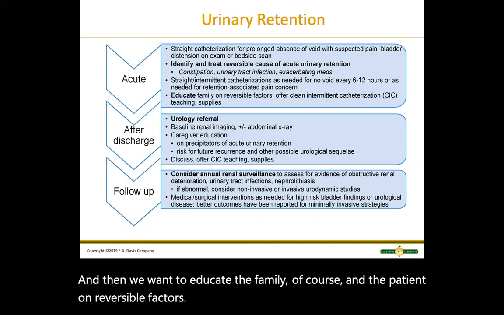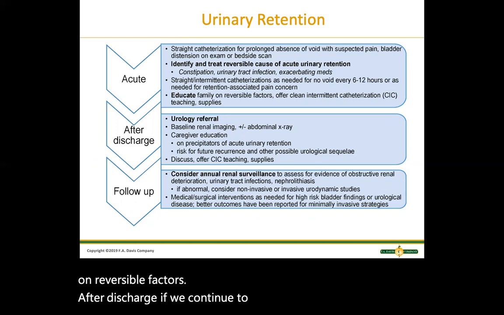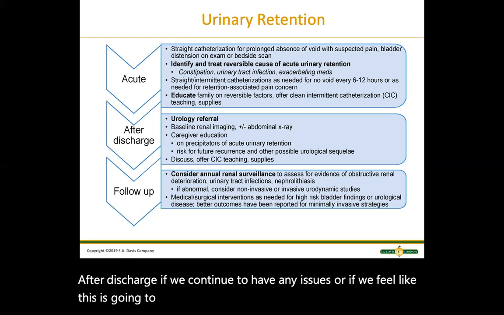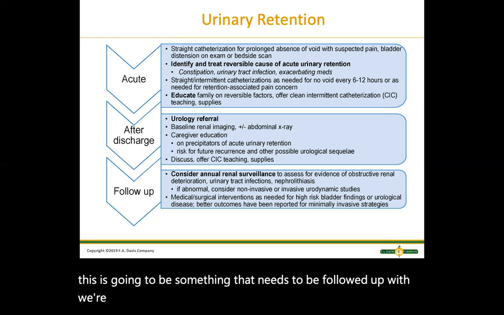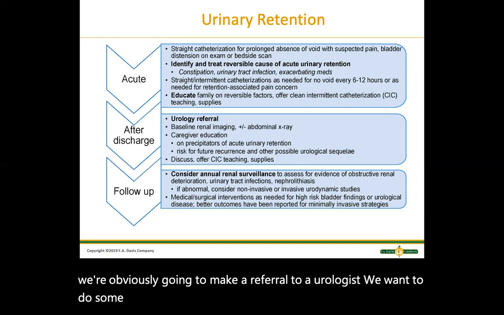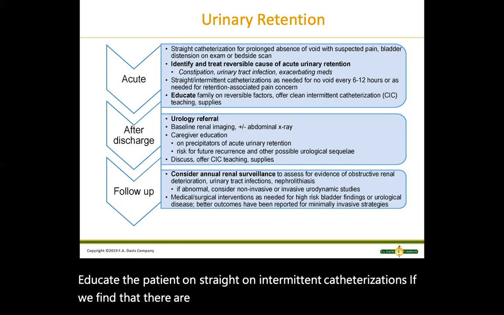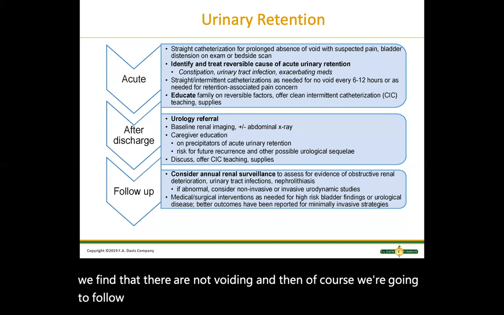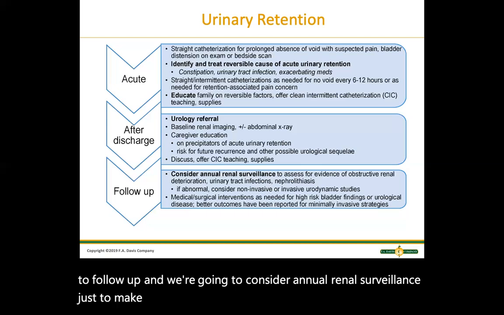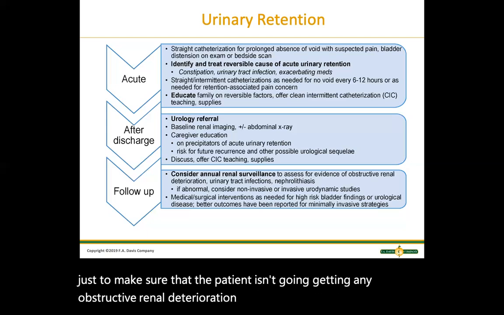And then we want to educate the family, of course, and the patient on reversible factors. After discharge, if we continue to have any issues, or if we feel like this is going to be something that needs to be followed up with, we're obviously going to make a referral to a urologist. We want to do some baseline renal imaging and possibly educate the patient on intermittent catheterizations if we find that they're not voiding. And then, of course, we're going to do follow-up, and we're going to consider annual renal surveillance just to make sure that the patient isn't getting any obstructive renal deterioration or frequent UTIs or nephrolithiasis.